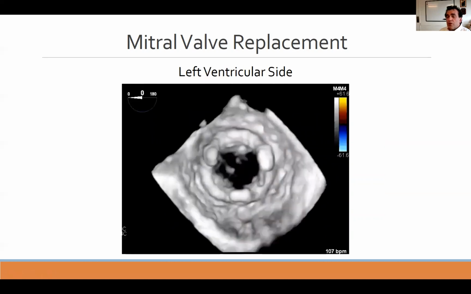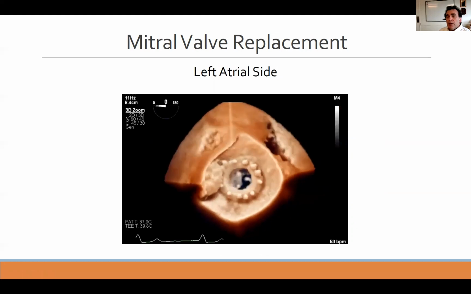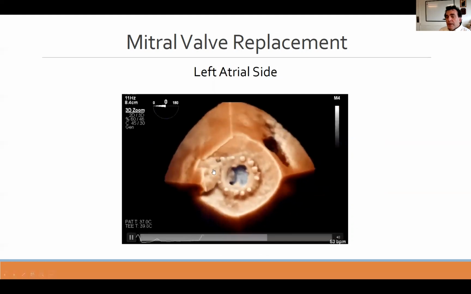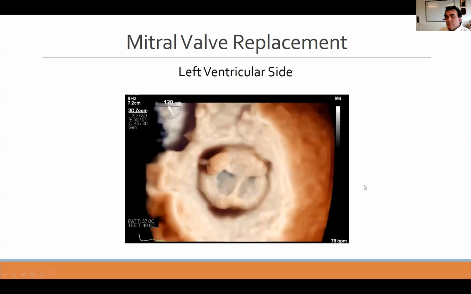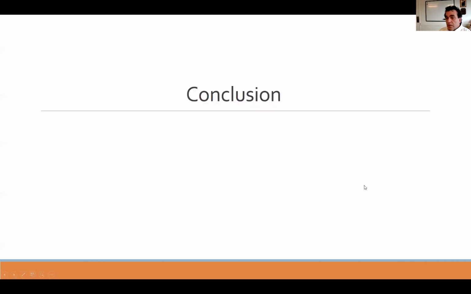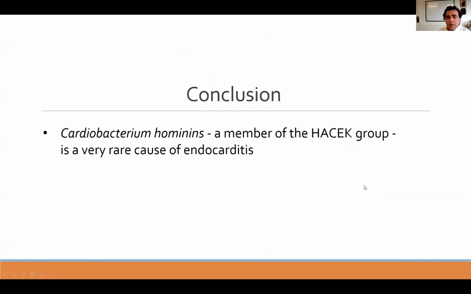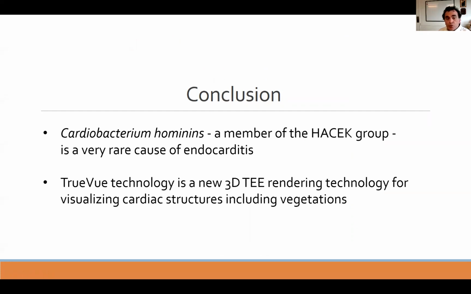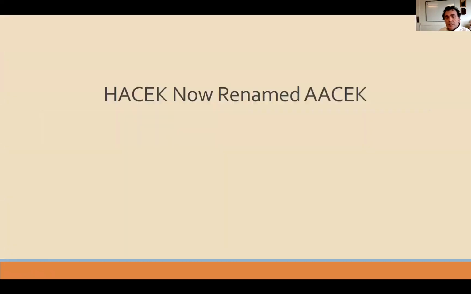So this is from the left ventricular side, and then from the left atrial side, and the ventricular side of the valve. So, conclusion: this was Cardiobacterium hominis, a member of the HACEK group. It is a very rare cause of endocarditis, but we have to think of it whenever we see a large vegetation. And TrueView technology allowed us better visualization of this vegetation.